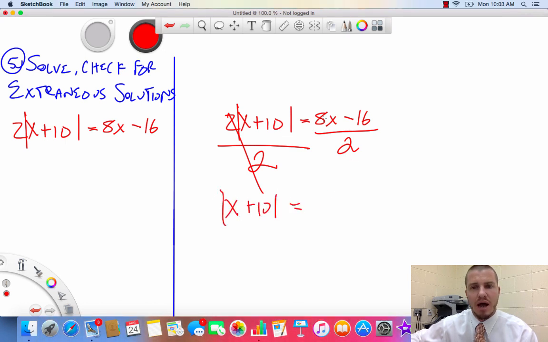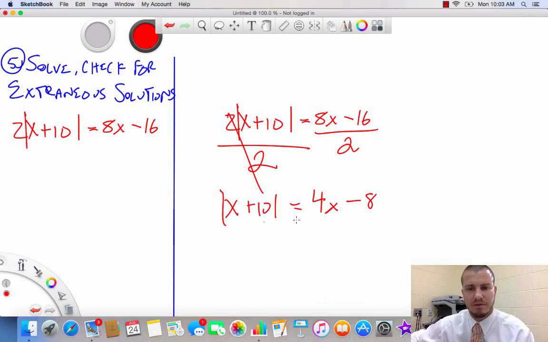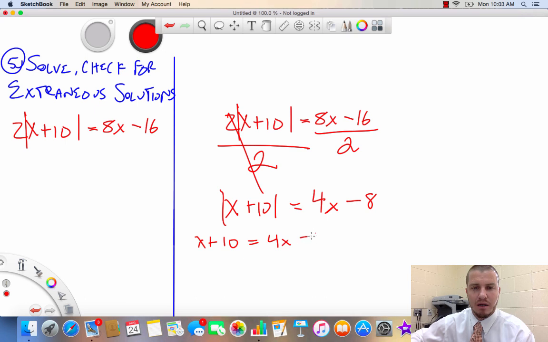And on the right side, I need to divide into everything on that. So it divides into the 8x, so 8x divided by 2 is 4x, and negative 16 divided by 2 is negative 8. Now I have the absolute value of x plus 10 is equal to 4x minus 8. So it's not just one constant over here anymore. I still need to do both parts. x plus 10 is equal to 4x minus 8, or x plus 10 is equal to the negative of (4x minus 8).